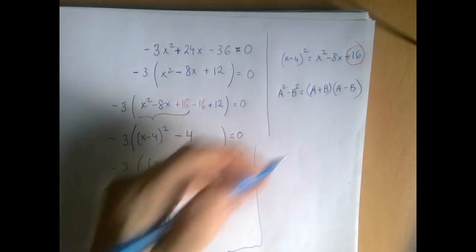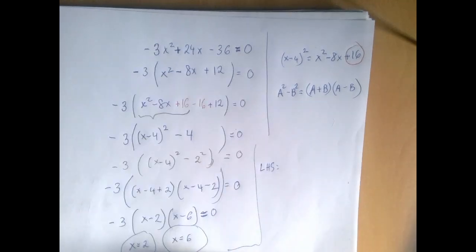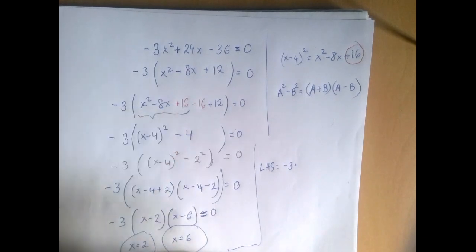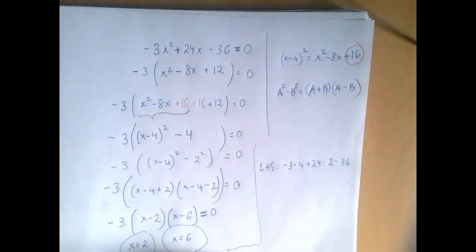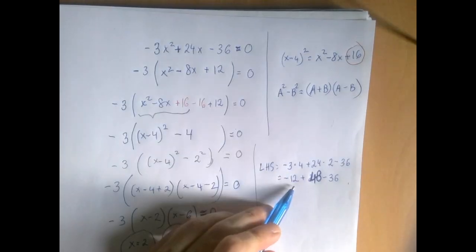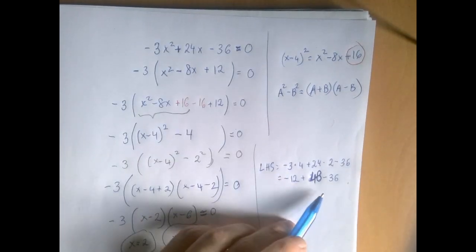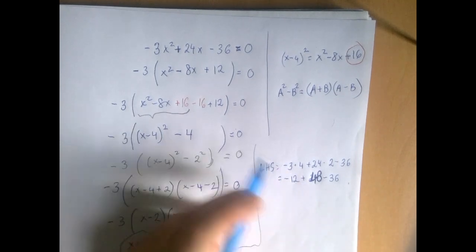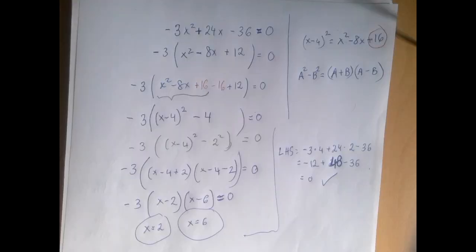Don't mess with the first line because we go back there. So the left-hand side is -3 times, if x is 2, then x squared is 4, plus 24 times 2 minus 36. So we have -12 plus 48 minus 36. And if you combine the negative ones, you get -48. So we get 0. So our solution, x equals 2, works. When you check, you will find that x equals 6 will also work.